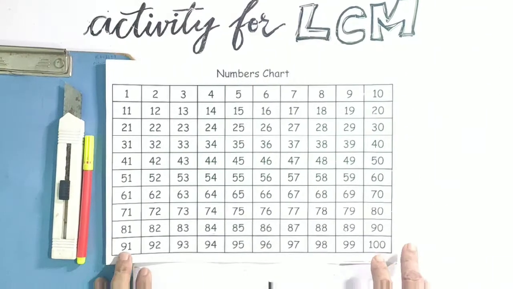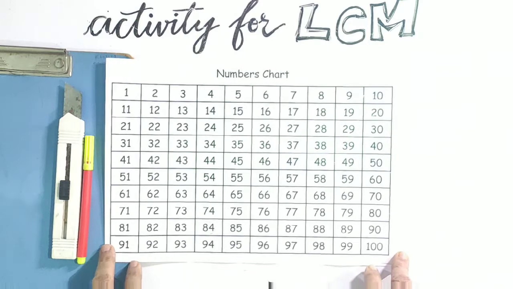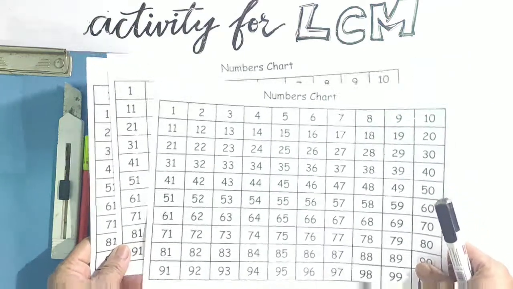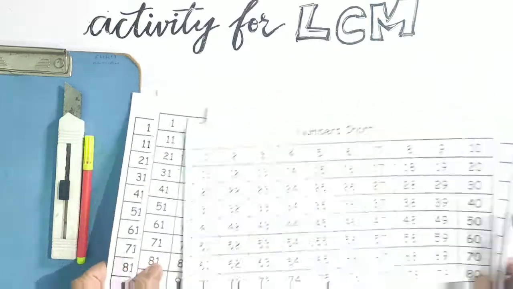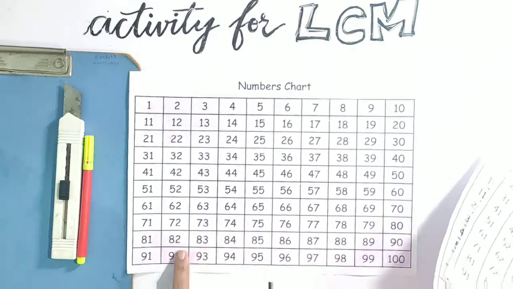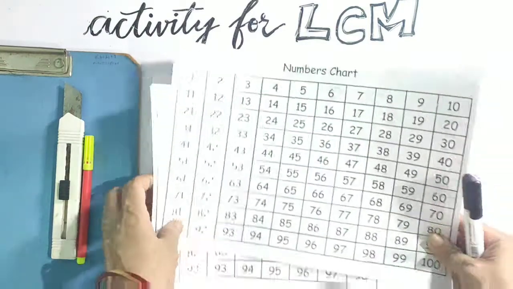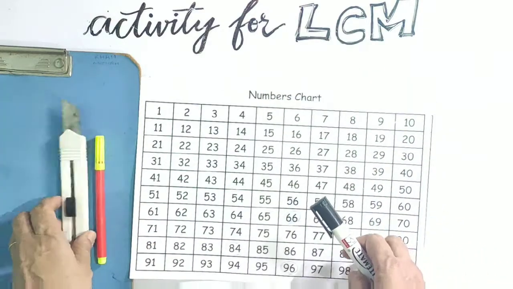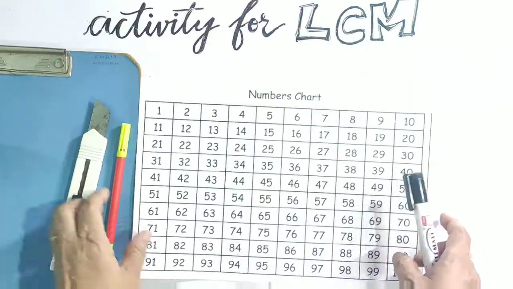Now let us perform an activity for LCM. For this you require 4 number charts, 1, 2, 3, 4. And the last number chart I have colored with a color. Now, you also need one cutter and one sketch pen.